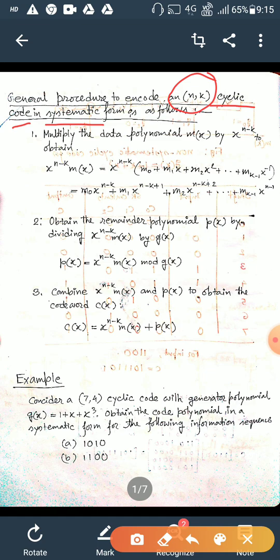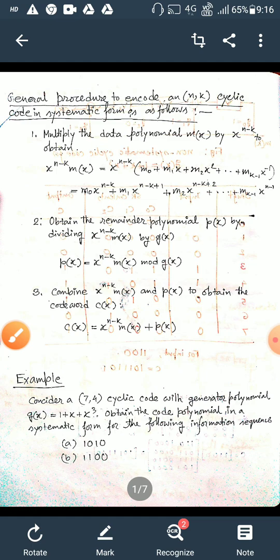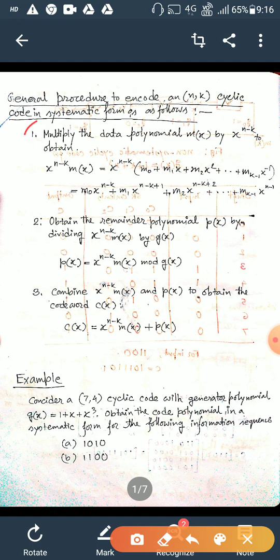Before this class we already talked about the non-systematic code, how it can be generated and the process by which you get the ultimate code word by the non-systematic process. Today we focus on the systematic form, and for this you have to follow three steps. Step number one is that you have to multiply the data polynomial m(x), that is the message polynomial, with x to the power of n minus k, where n minus k is defined as the number of redundancy bits, also called the parity bits.